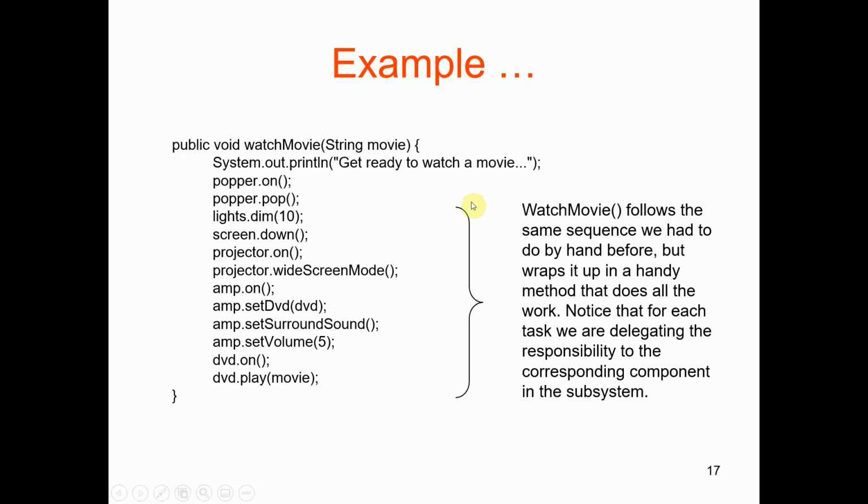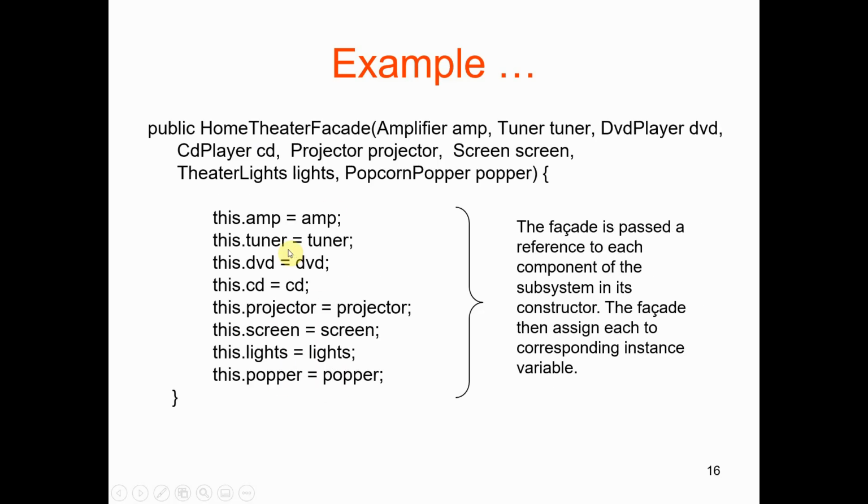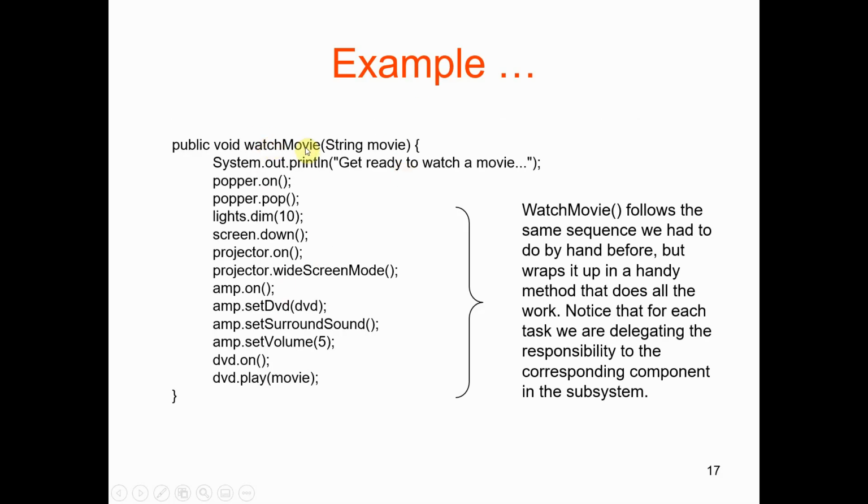And then let's see the watch movie method. Watch movie follows the same sequence as we saw before. Before, without using the facade, the client would deal with these operations. Now, from the client's point of view, it just has the facade and calls the watch movie method, specifying the movie name, and the facade will do the rest. It will forward the request to the corresponding subsystem and call its method.